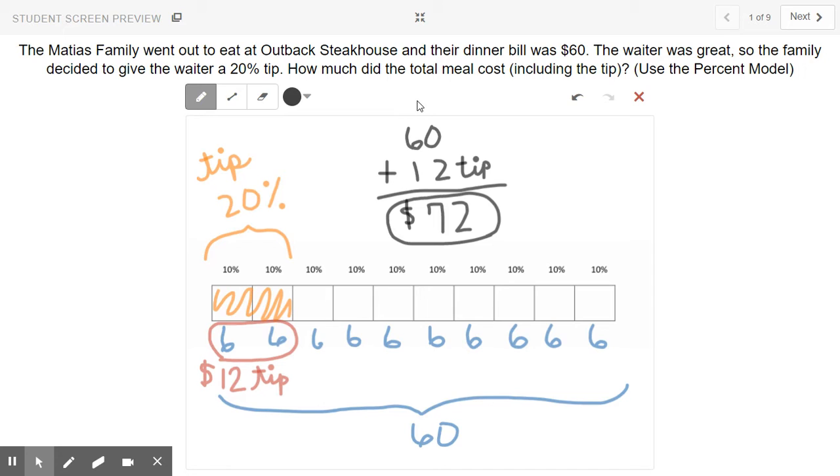Use the percent model. Since the whole bill equals $60, the whole thing equals 60, and that means each 10% equals 6. Now, since the service is great, they gave 20%. I shaded 2 boxes, which equals 20%. That's the tip. So I added the 6 plus 6, and that means they were going to give the waiter a $12 tip. But the question was asking, what's their total meal cost of their bill plus their tip? So I had to add the two amounts together, and their final meal cost $72.